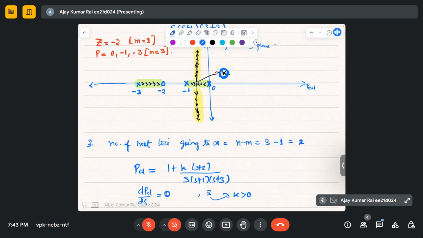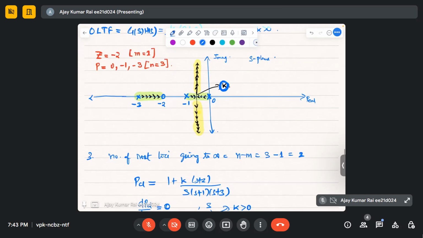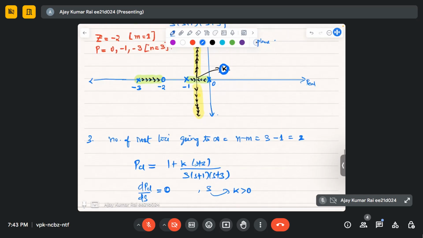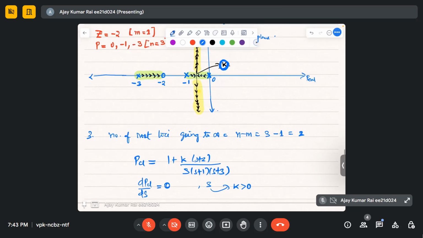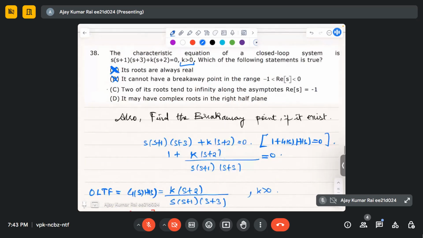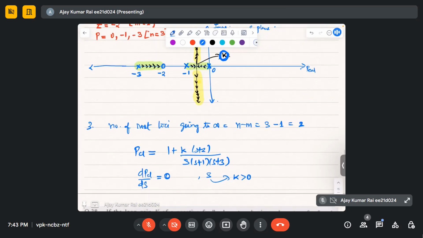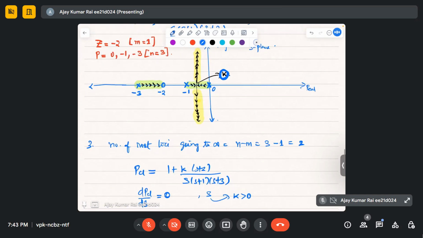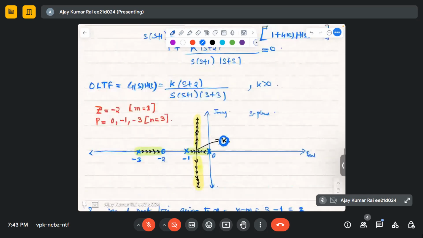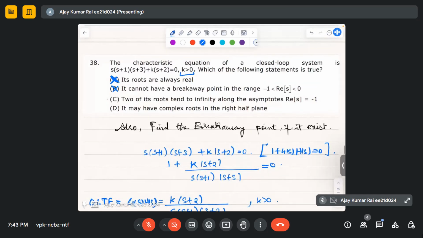I think if you solve this question, the breakaway point will be minus 0.5 something. I'm not calculating, but when I do the solution I'll provide this. This is how you'll calculate the breakaway point. And the third option is two of its roots tend to infinity along the asymptotes, right? So this was the number of root loci going to infinity, which was n minus m, which is 2. So two of its roots tend to infinity. So this option is correct.